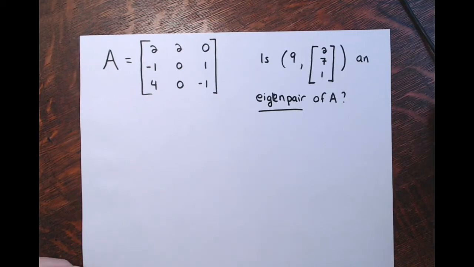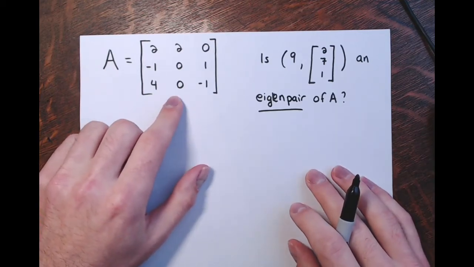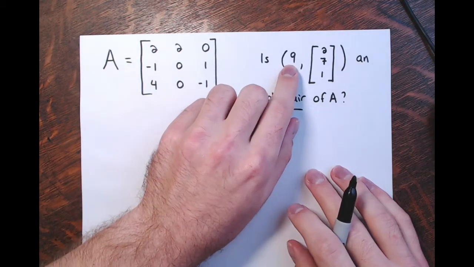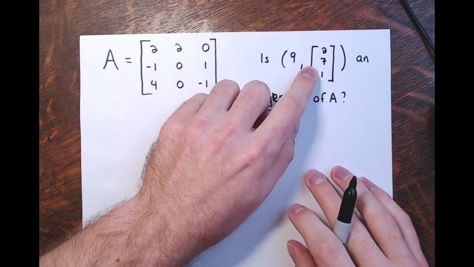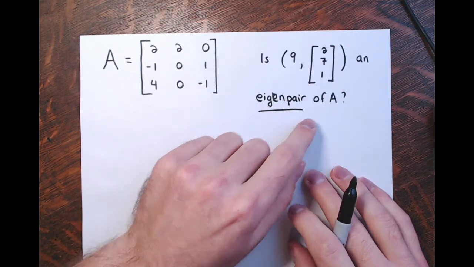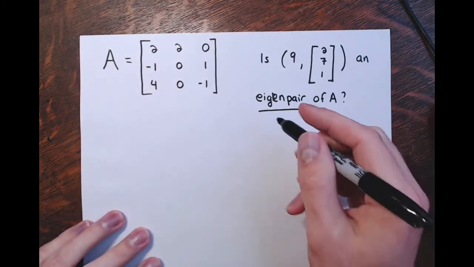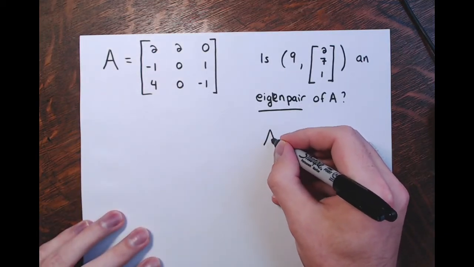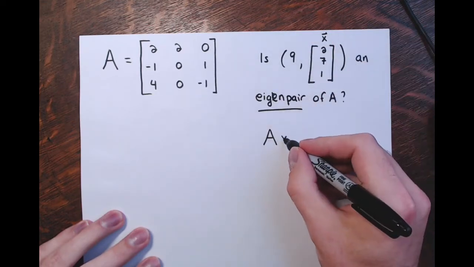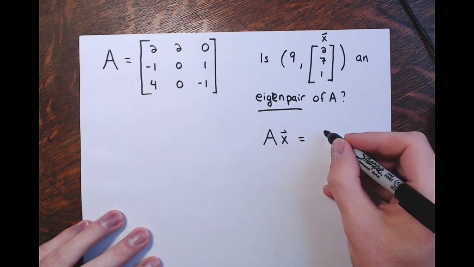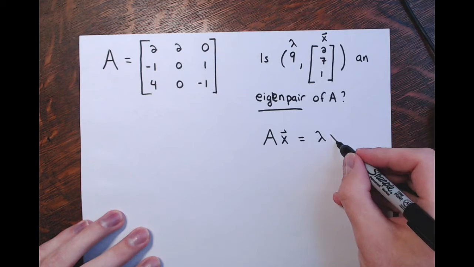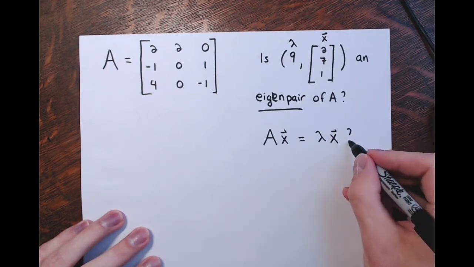Okay, so same deal. We're given a square matrix, a 3 by 3 matrix here. We're asked, is this pair 9, comma, and then this vector with 3 components, an eigenpair of A? So again, is A times, and this is the vector, I'll call it x, equal to lambda, which will be the 9 here, the scalar, is it equal to lambda times x? Are these equivalent?